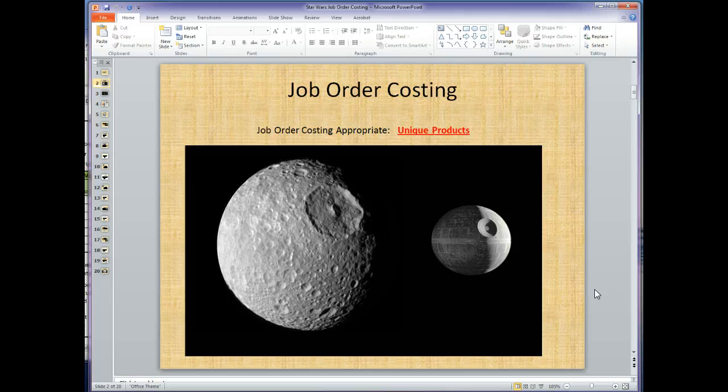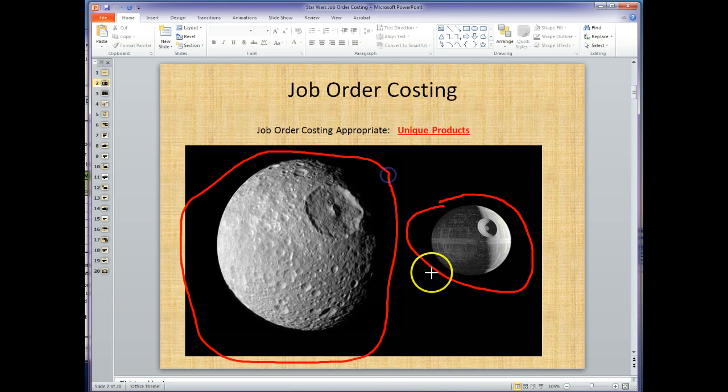Job order costing is how we determine the cost of manufacturing what we like to call unique or custom products. So I have here on this slide two very unique products, and they're from a movie, right? They're Death Stars, right? This happens to be from the movie called Star Wars, and it's their original Death Star, and this is the Death Star moon from Saturn.